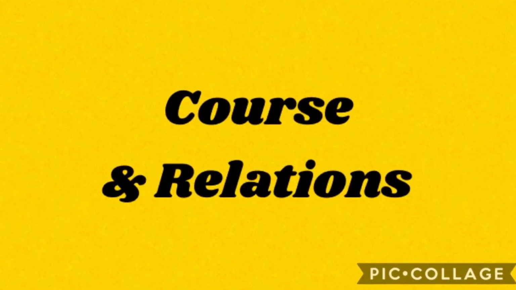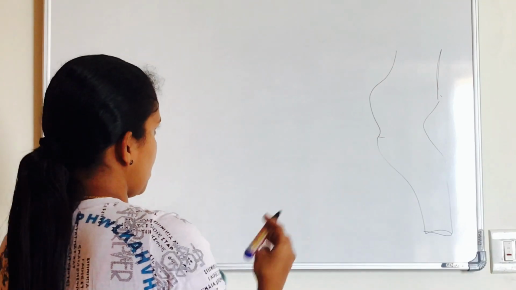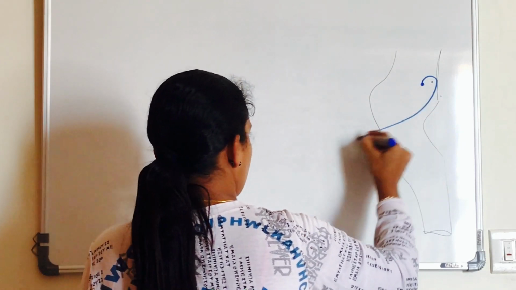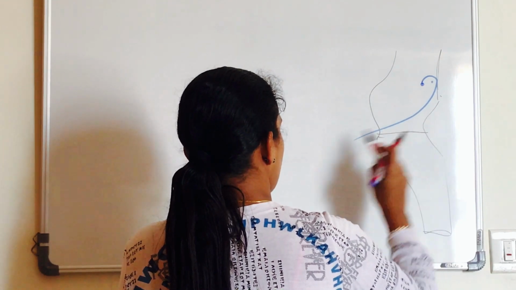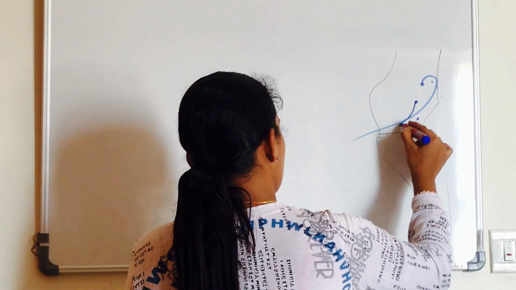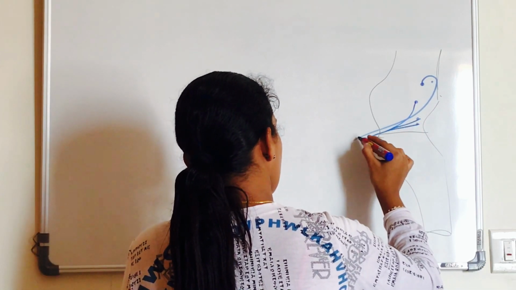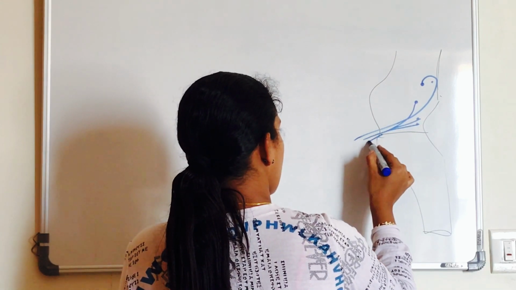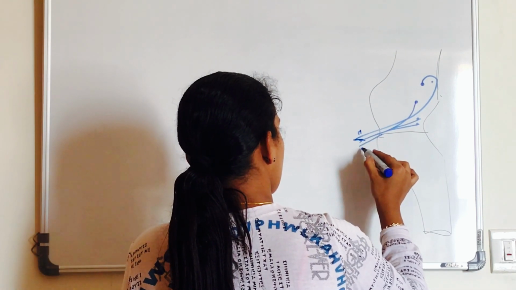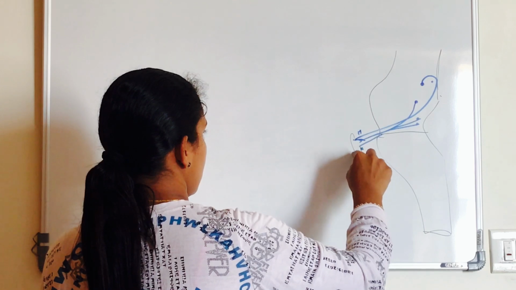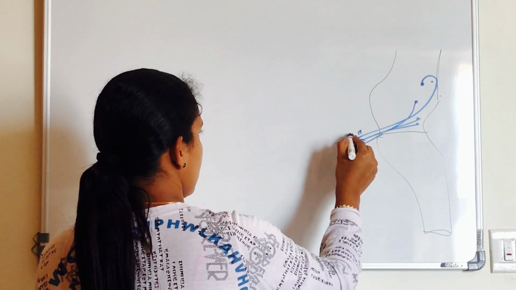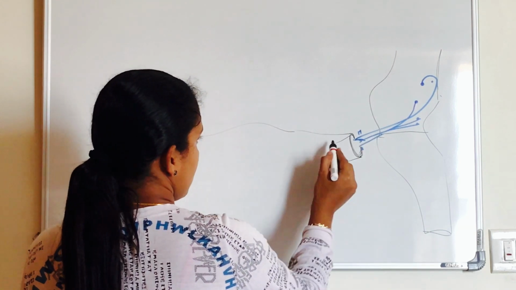Okay, let's move on to the course and relations of facial nerve. So this is lateral view of pons and medulla. Here are the motor fibers of facial nerve emerging at the pontomedullary junction. And these are the sensory fibers from superior salivatory, lacrimatory, and nucleus of tractus solitarius. At the pontomedullary junction, one more cranial nerve emerges along with the facial nerve, which is vestibulocochlear nerve. It enters the internal acoustic meatus in the petrous temporal bone.